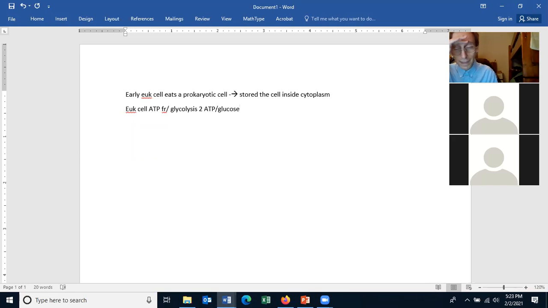Have we talked about that yet? Glycolysis? I don't think we have. We'll talk about that, but the point is that the eukaryotic cell could make 2 ATP from a molecule of glucose, and how it could do that was using glycolysis. We'll talk about glycolysis in a future lesson, I believe. You can correct me if we've talked about it and I'm just flaking out and can't remember.